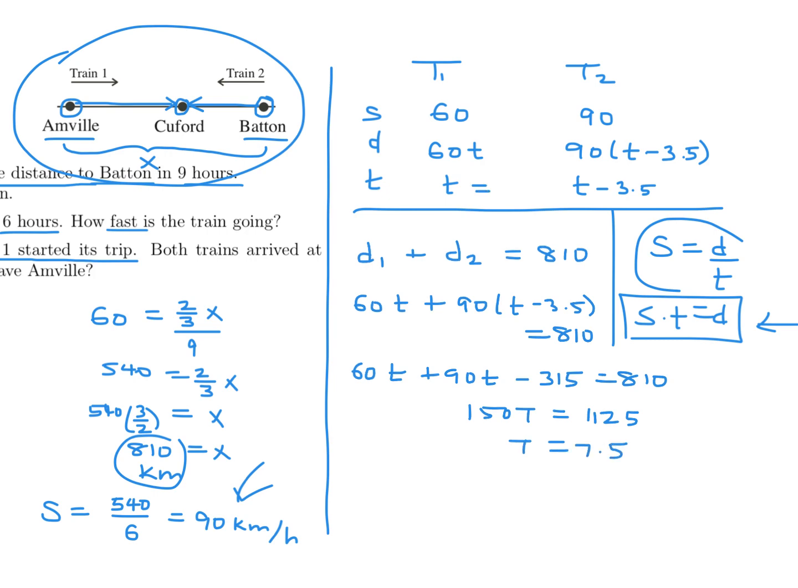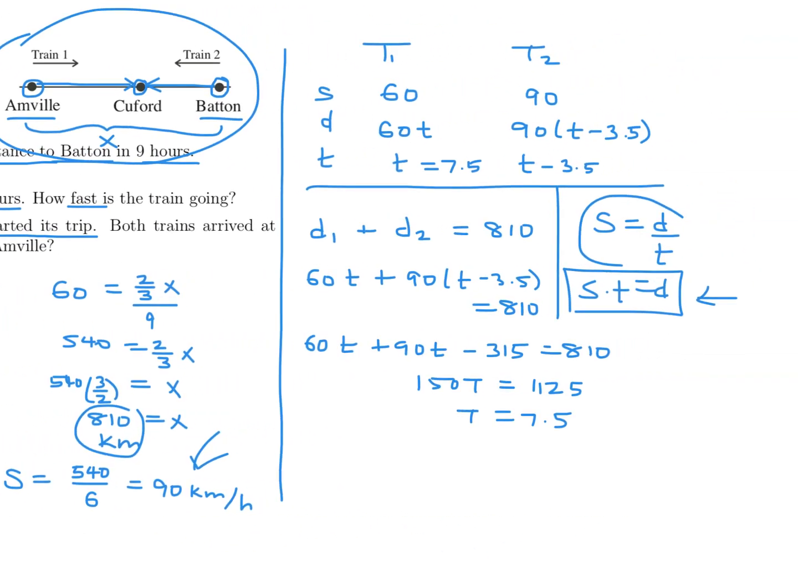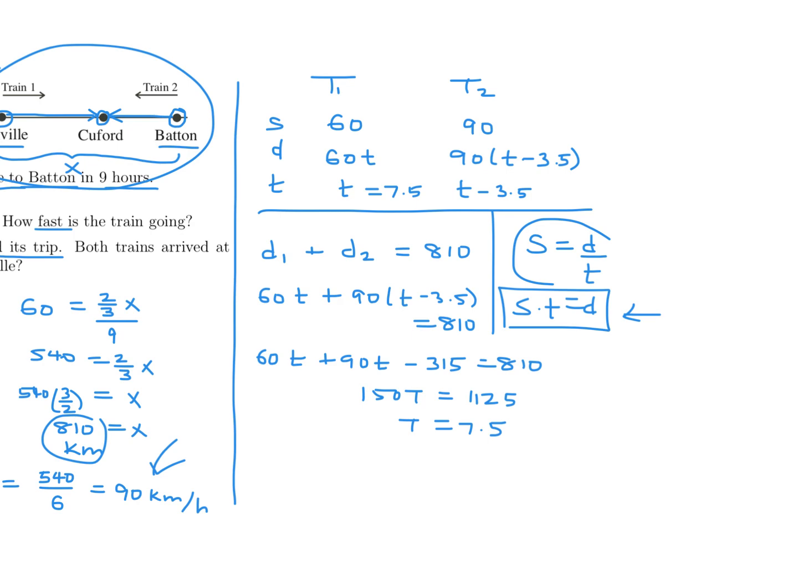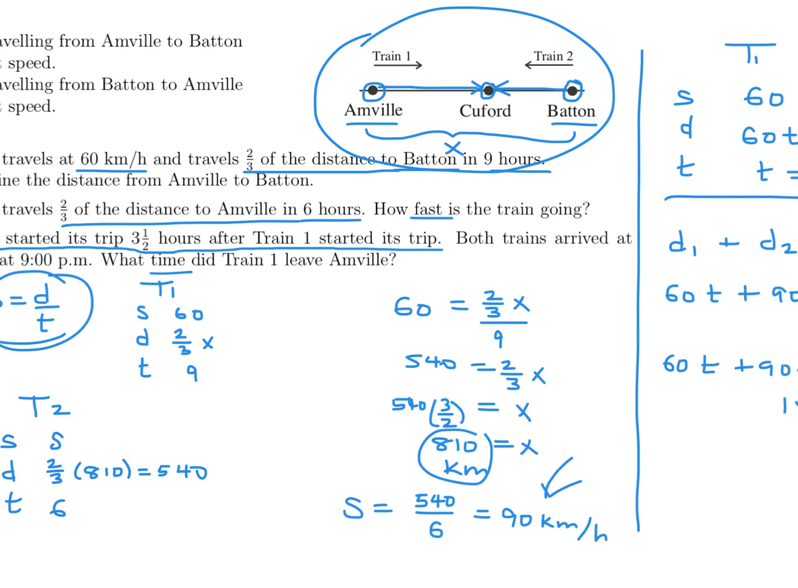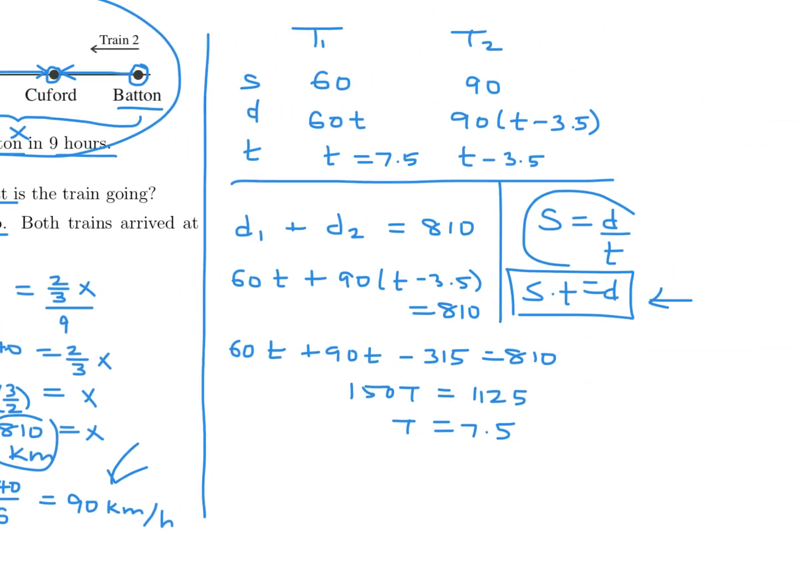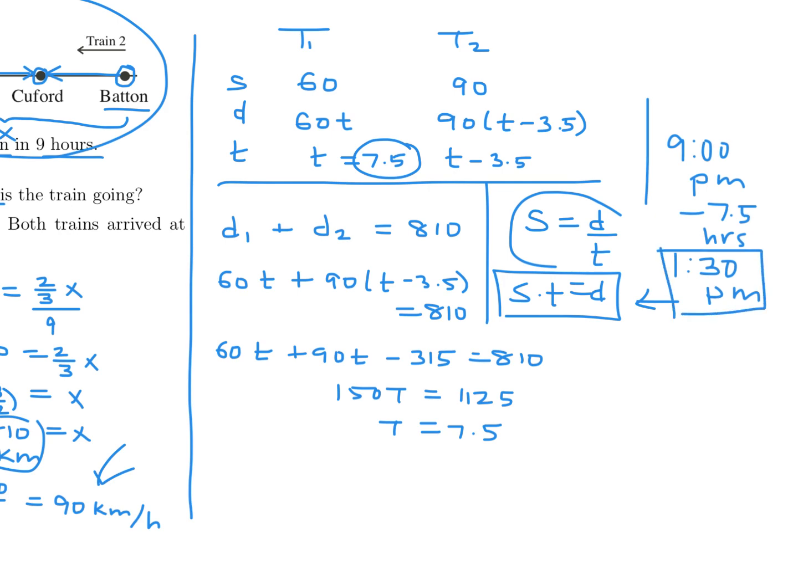So this is 7.5. Now, what did they want? They wanted, what time did train 1 leave Amville? Okay, they arrive at 9 p.m., according to this right here. So it would be 7.5 hours before 9. So 9 p.m. minus 7.5 hours is 1:30 p.m. Okay, so I guess that's the answer. There you go.